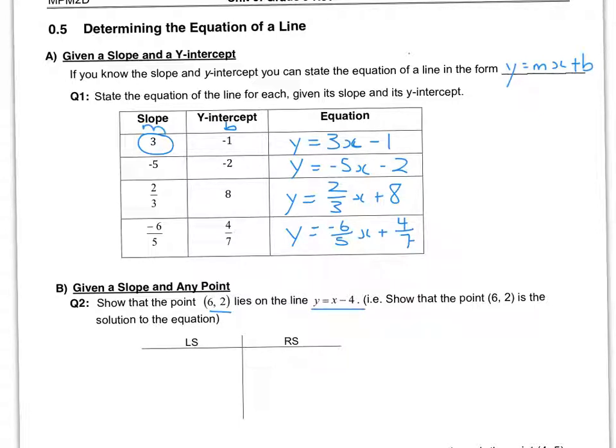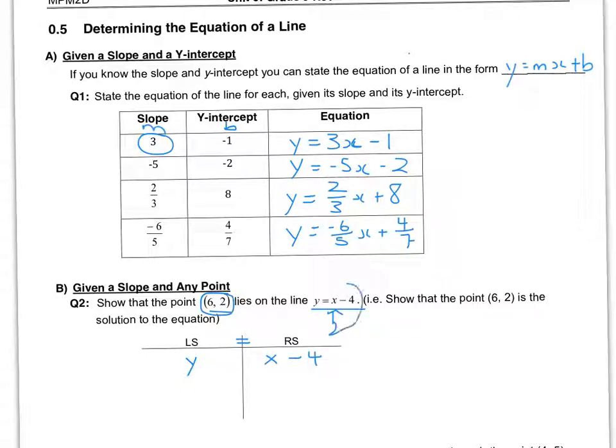So this isn't the actual process, I'm just leading into why this works, why the process actually works. We know that if the point 6, 2 lies on this equation, this line here, y equals x take away 4, it will make the equation true. So we can check and see, does the point 6, 2 actually make the equation true? On the left side of the equal sign, we have y, and then x minus 4 is on the right side of the equal sign.